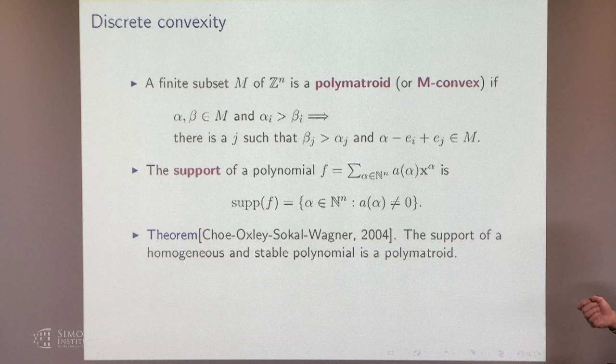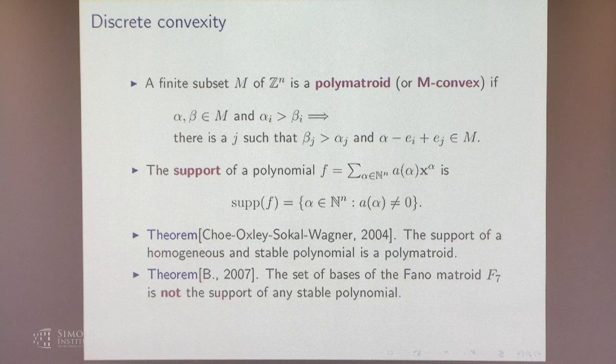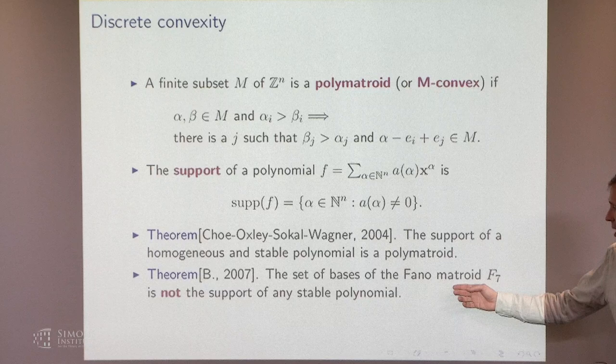I don't know if they did it for polymatroids, but they did it for matroids, and then you can easily do it for polymatroids. But they left us an open question: can all polymatroids or all matroids be representable in this way? And fortunately or unfortunately, depending on how you see it, this is not the case. If you take the Fano matroid, F7, then it's not the support of any stable polynomial.